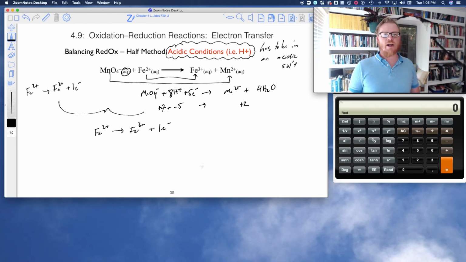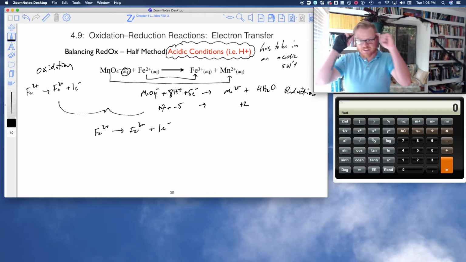You know what I realized I also forgot to say on this last problem, but now I'll add it on this problem, okay? This half that's going on, iron 2 becoming iron 3 plus an electron. Look, the iron 2 is losing an electron. So yep, you guessed it. This is the oxidation half. So that means this permanganate is gaining an electron. So that means this was the reduction half, okay? Right, I said that in the beginning.